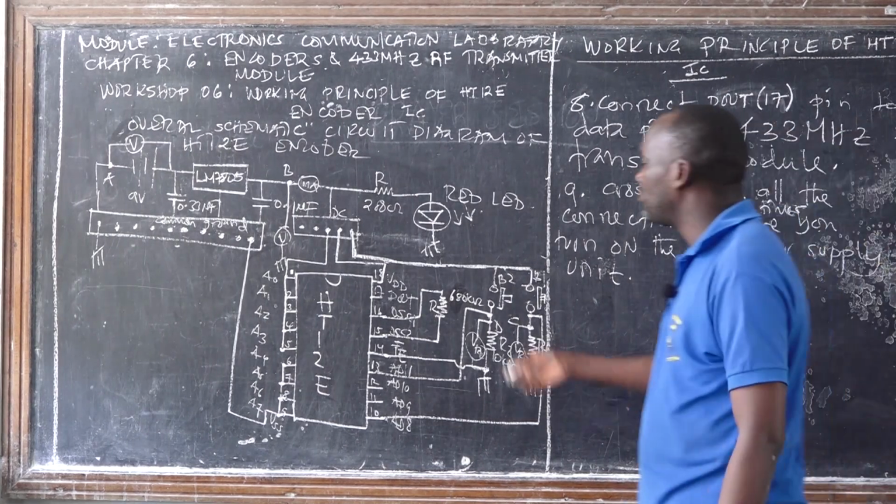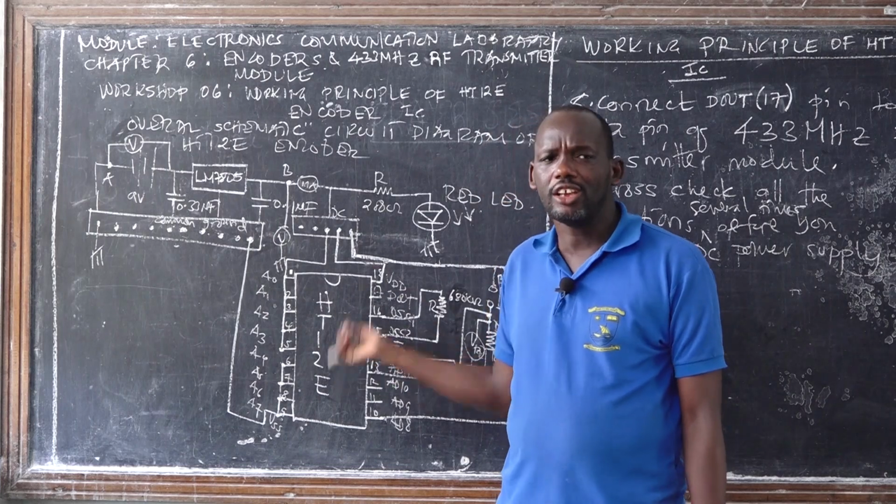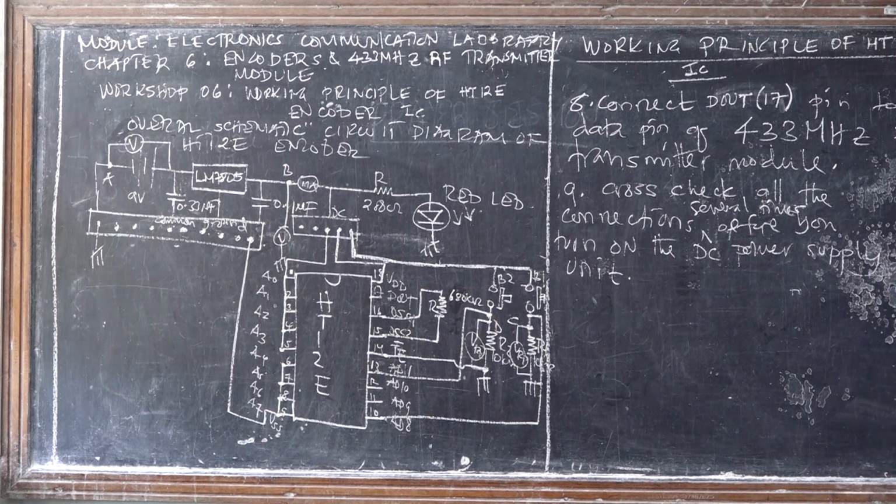So the function of this resistor is to trigger the built-in oscillator to perform the desired task when the HT12E encoder integrated circuit is encoding the binary data. Are we together? And step number 8.